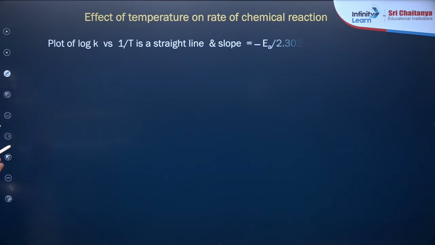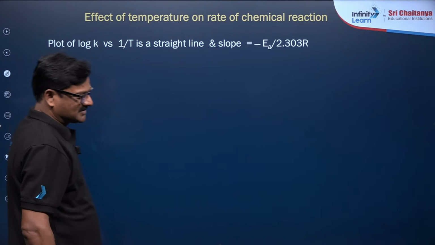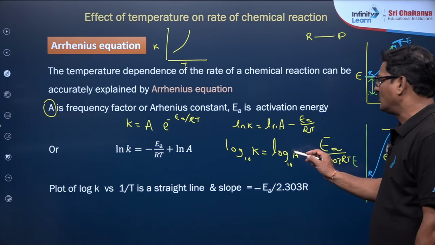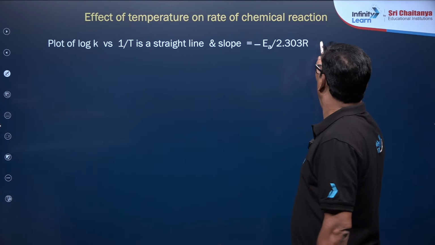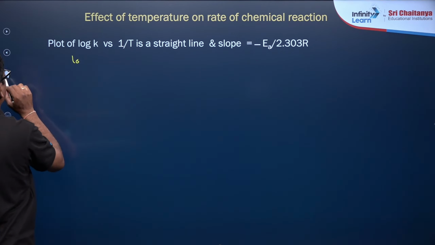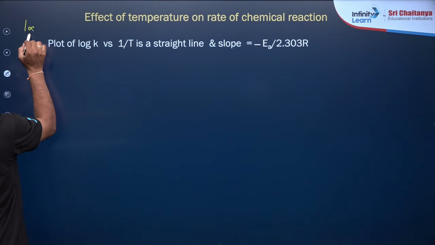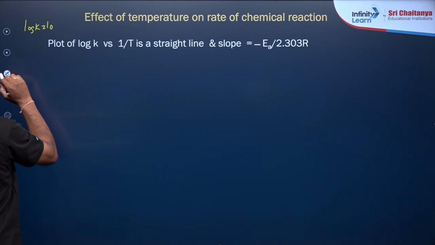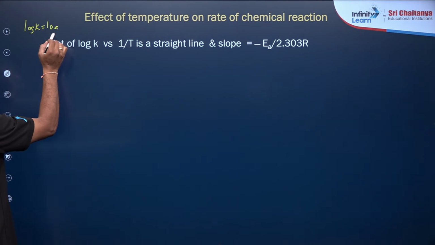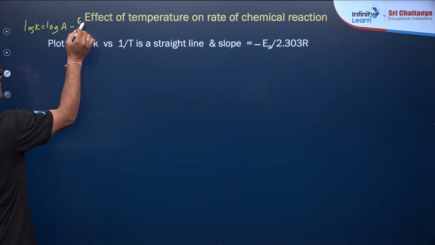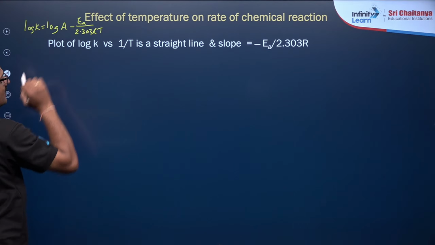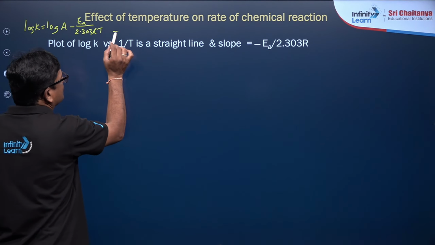Can you observe this equation? Plotting log K versus 1 by T. What we wrote in the previous slide? Log K is equal to log A. So let me write this. Log K is equal to log A minus EA by 2.303 RT, right?